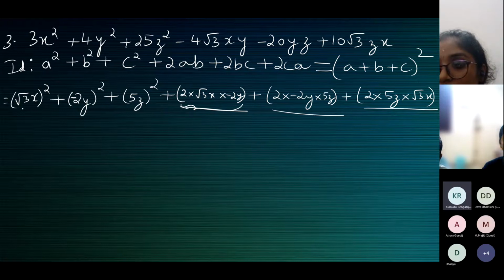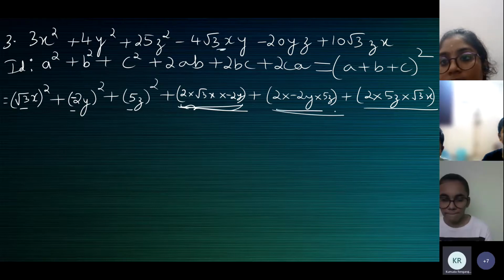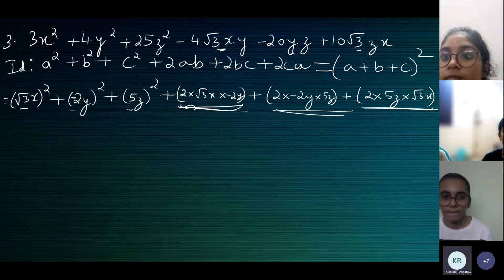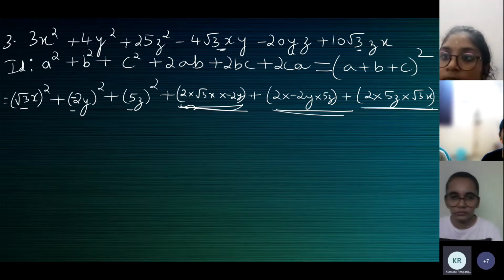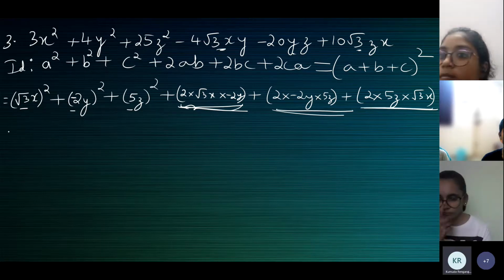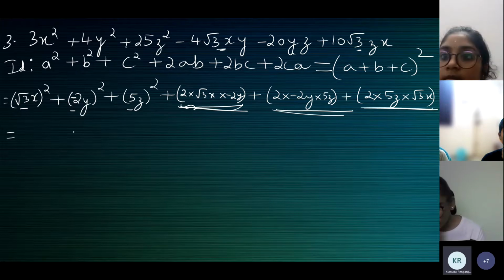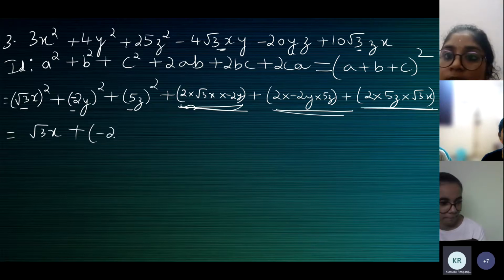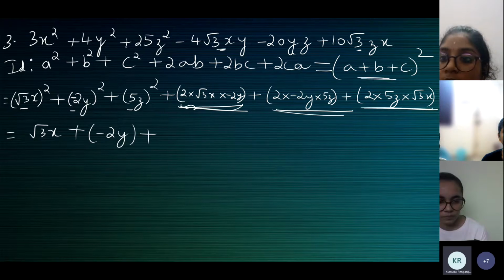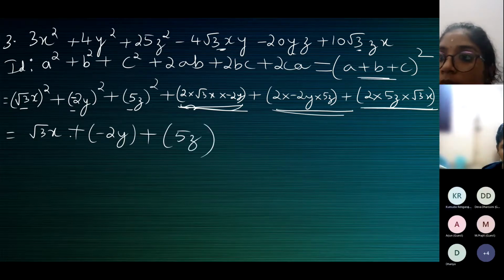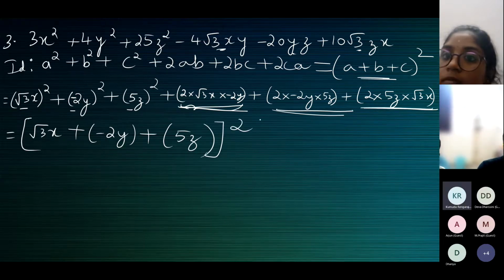So this is a square, this is b square, this is c square. This is the 2ab term, this is the 2bc term, and this is the 2ca term. So we have expressed the given expression in the form a square plus b square plus c square plus 2ab plus 2bc plus 2ca. So now the answer is a plus b plus c the whole square.